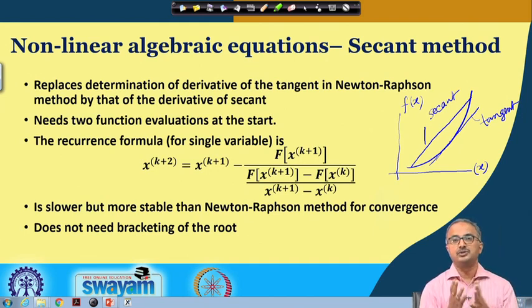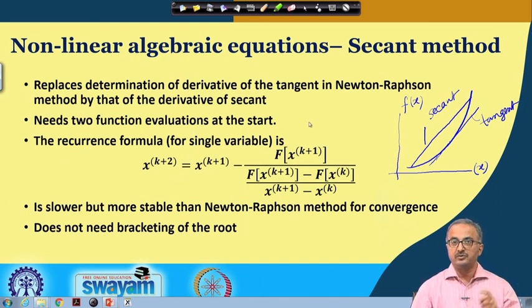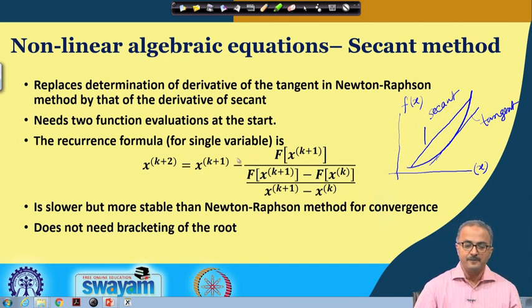And again these 2 starting values can be arbitrarily chosen. So that is why we need 2 function evaluations instead of 1 function evaluation in the Newton-Raphson method. On the other hand, we need the derivative evaluation in the Newton-Raphson method that is not needed in the secant method. Now once we choose, say we start with 2 initial values, say xk and xk plus 1.